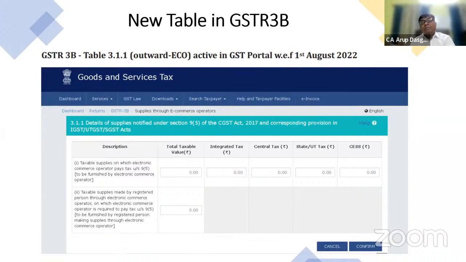Okay, or maybe the supplier who is, the driver who, Uber, he's registered, so he has to show. So he will be showing in column 3.1.1(2), and he will just show the taxable value. He will not show the tax.